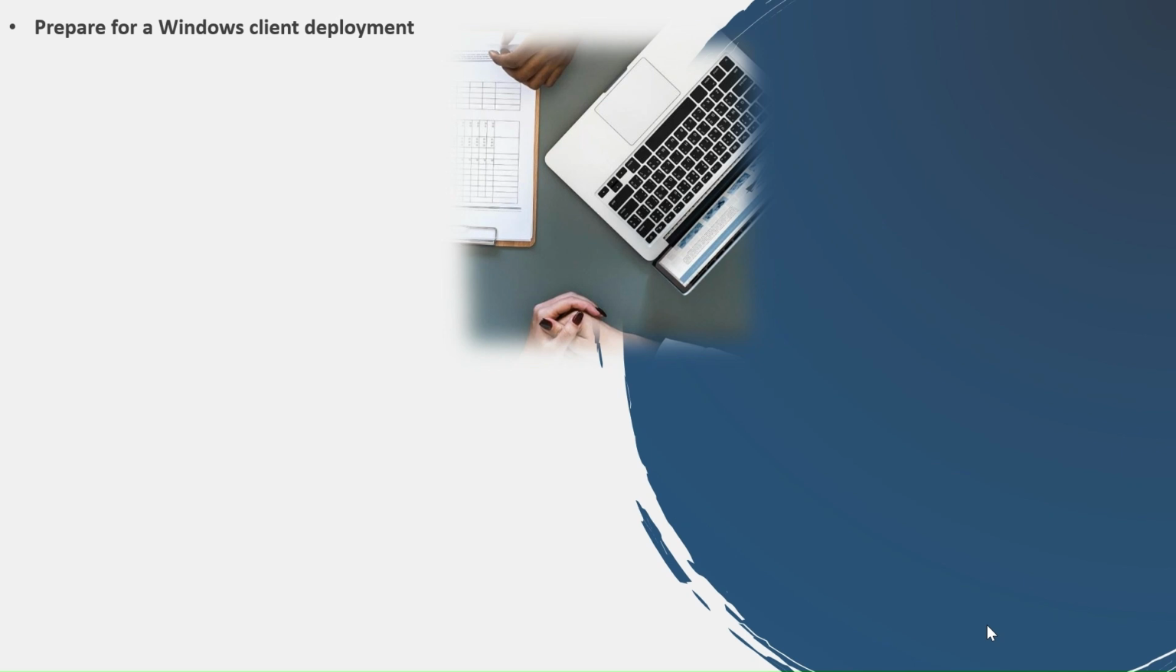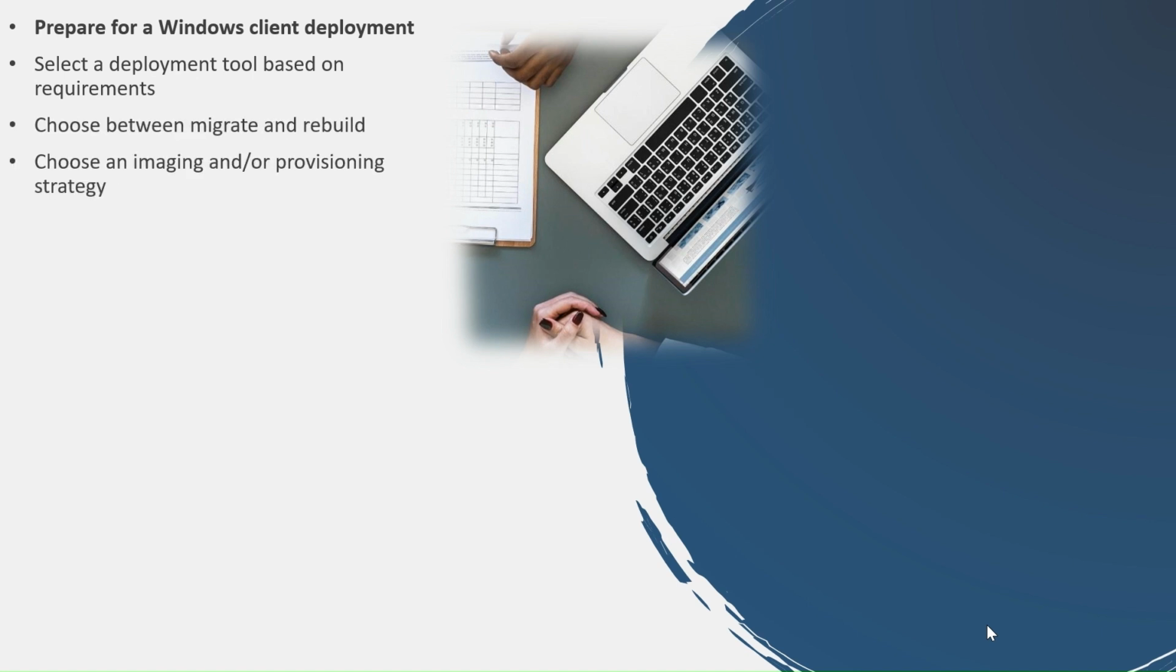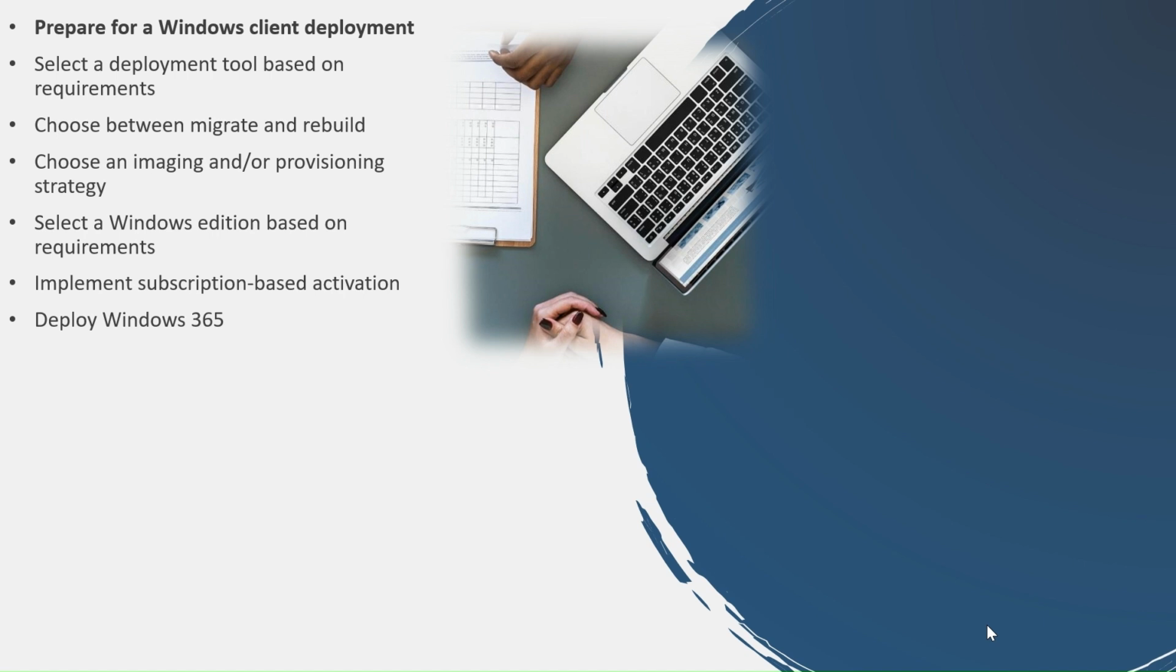Prepare for a Windows client deployment. Select a deployment tool based on requirements. Choose between migrate and rebuild. Choose an imaging and/or provisioning strategy. Select Windows edition based on requirements. Implement subscription-based activation. Deploy Windows 365.